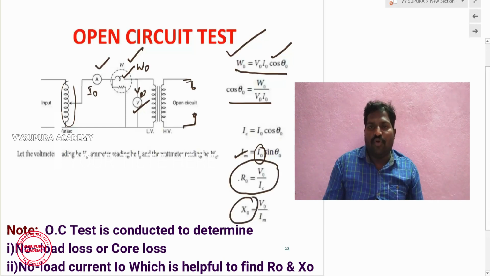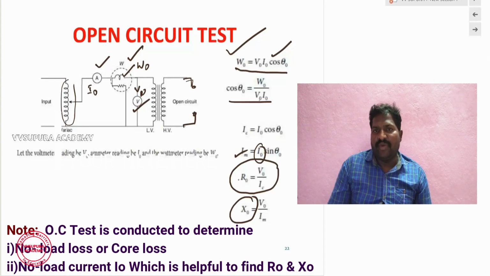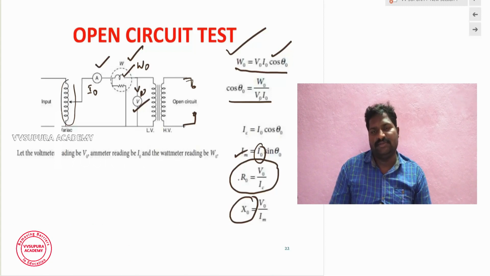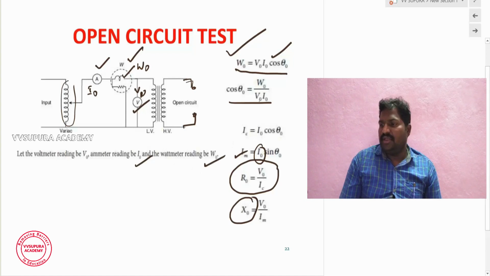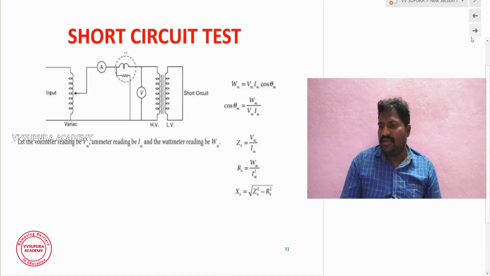From the open circuit test I can calculate the I0 value, the magnetizing component and working component, the no load power factor and the no load losses. Those are called iron losses or constant losses. I can calculate the constant losses by using the open circuit test. So the voltmeter reading is V0, the ammeter reading is I0 and the wattmeter reading is W0.